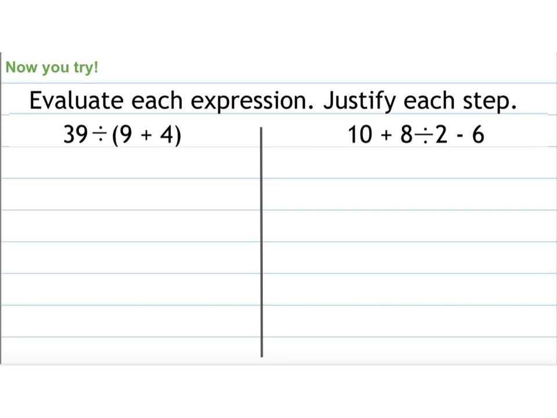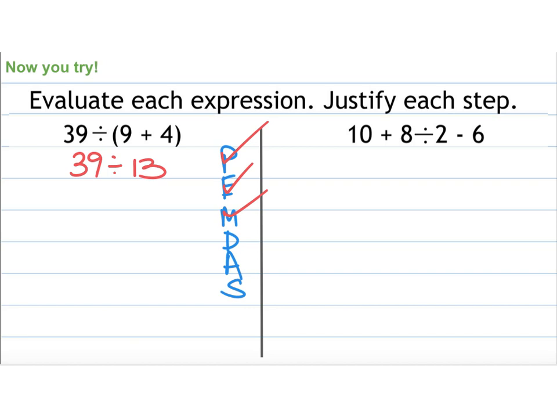These would be great ones for you to try. Evaluate each expression, justify your step. So here I'm going to, again, maybe make my checklist on the side. And I see some parentheses, so I'm going to do that first. 9 plus 4 is 13, and I'm going to rewrite the whole expression, one thing at a time. Easy to find my mistakes later. There's no exponents, there's no multiplication. The last thing is division. Doing 39 divided by 13.